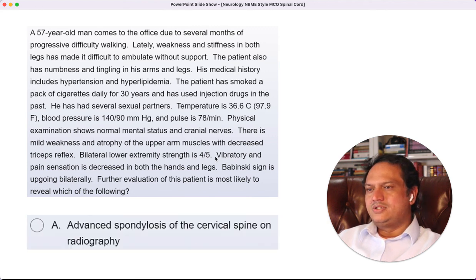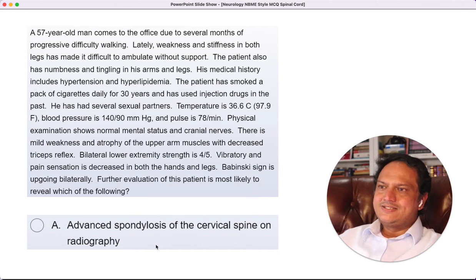Advanced spondylosis of the cervical spine on the radiography. So that's a very good point. I think that the reason I missed it is because I probably presumed that there is lower motor involvement of the lower limbs, which is likely not the case here, but I did not pay attention. And there is no bladder involvement given, and there is no balance involvement. Well, there is difficulty walking, I guess, which I probably assumed was leg weakness. With 4 out of 5 leg weakness, I should not have thought about difficulty walking due to weakness.